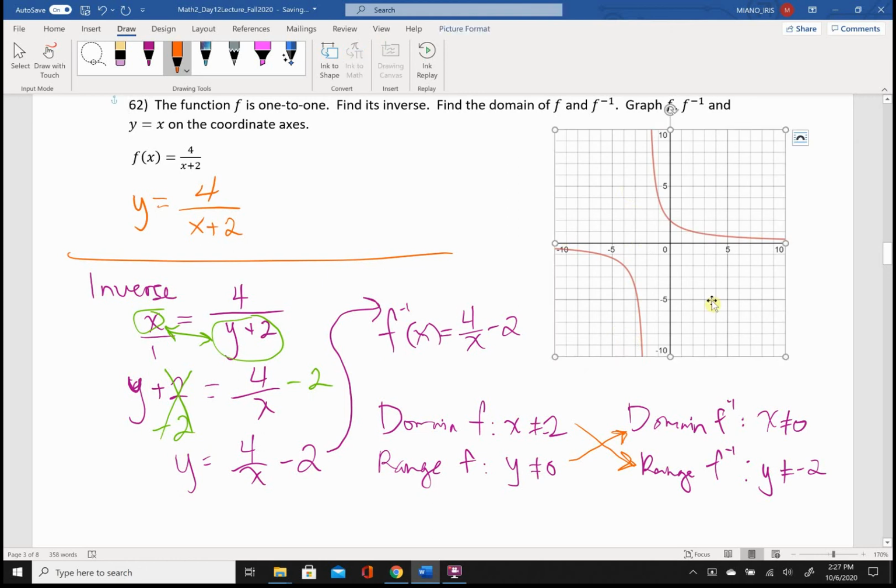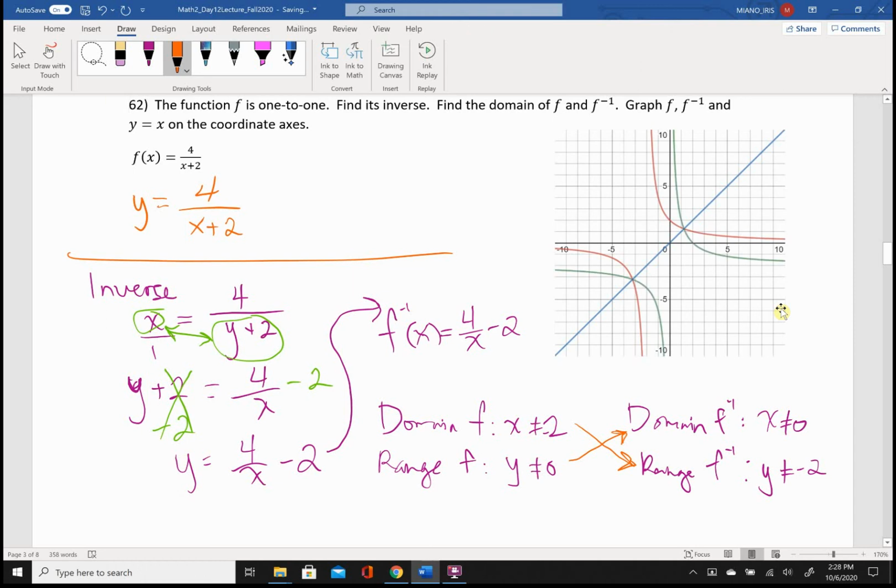Now, let's make sure we have the y equals x line, because we're going to reflect this red trajectory over this blue y equals x line in order to see what the inverse function looks like. That's your 4 over x minus 2.